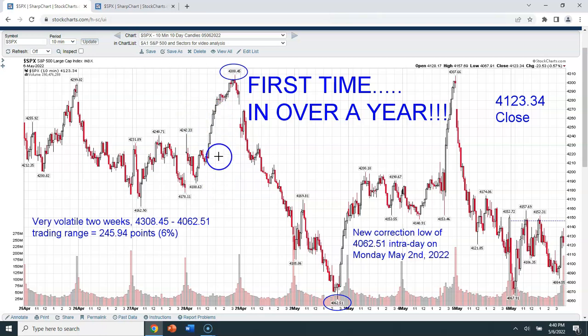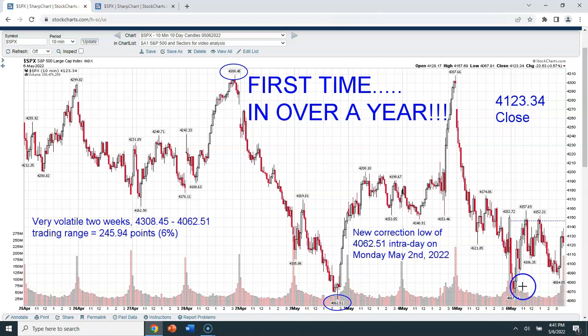Each candlestick on this chart represents 10 minutes of trading, and as you can see here, it has been super volatile over the last couple of weeks, from a high of 4308.45 to a low of 4062.51. So 4062.51 is the new low for the correction, as I've annotated right here. The previous low was set back on February 24th, but we did undercut it this week on Monday. So 4062.51 is now our new low for the downturn.